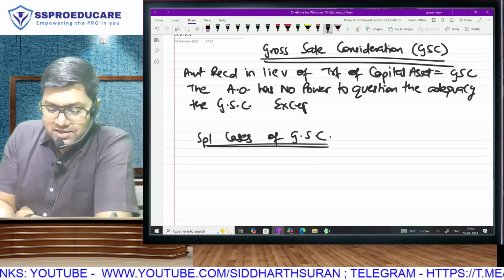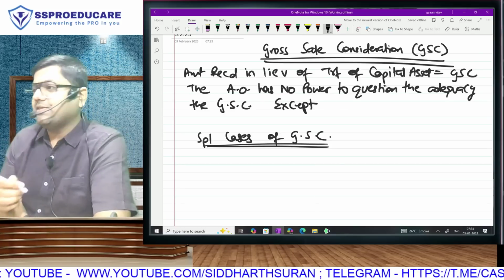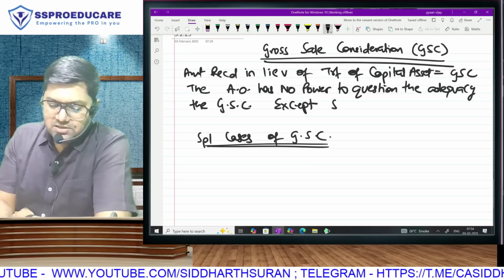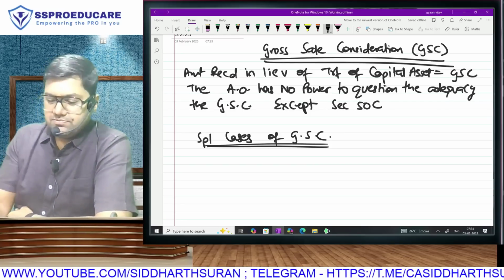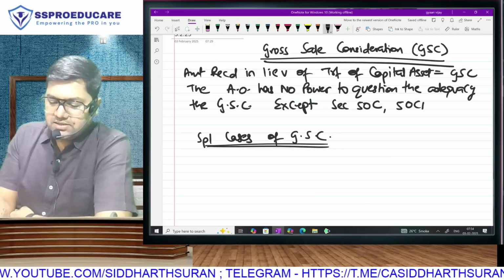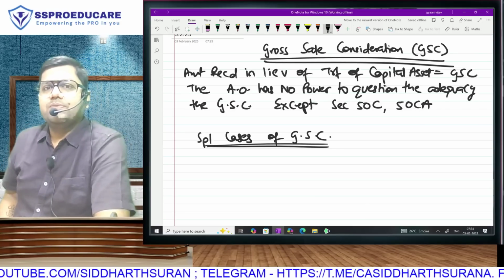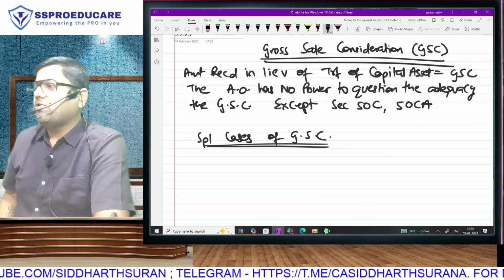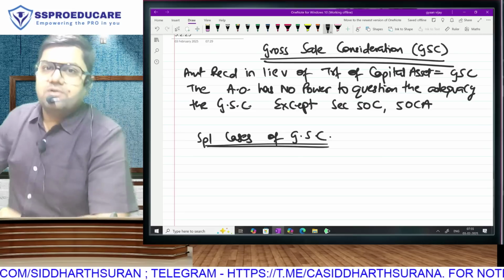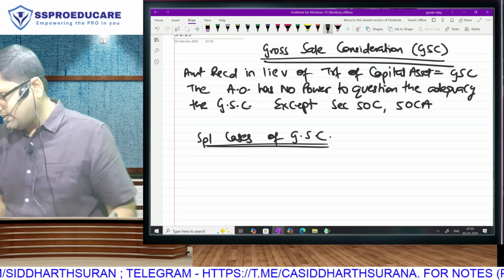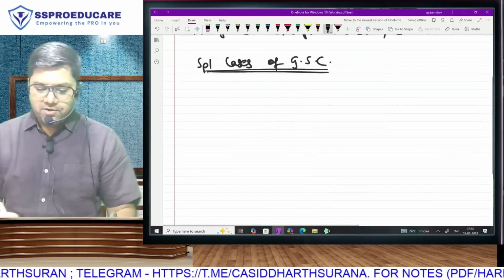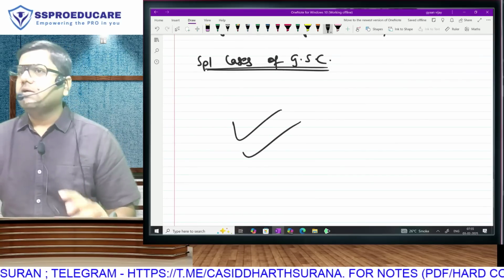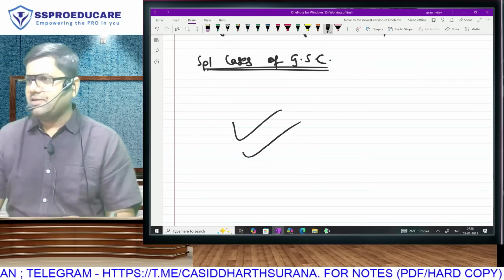Except capital gain. Everywhere you will find this. Except 2 sections. In income tax law, there is a section 50C and there is a section 50CA. Two places where the assessing officer has the right to question: 50C and 50CA. Obviously, you don't know about 50C and 50CA. They will come here. There are about 10-11 points, and out of that, they will be covered.